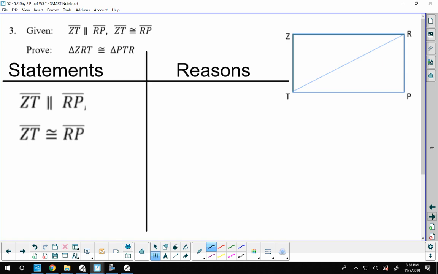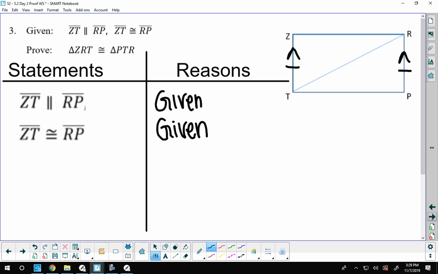So here they told me that ZT is parallel to RP, so I'm going to just mark that with two arrows in our picture. And next they told me that ZT is also congruent to segment RP. So I'm going to mark those congruent with one tick mark. And those were both given pieces of information, and I marked them in my picture.